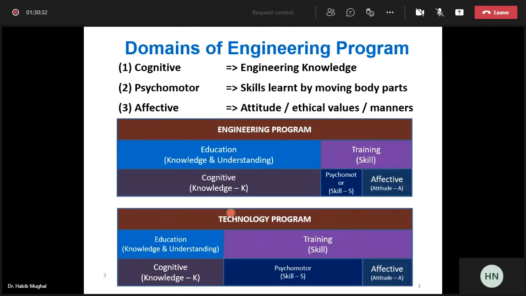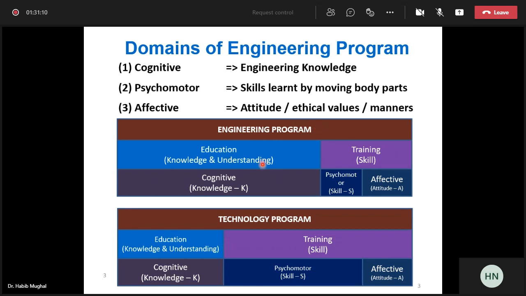Whereas in case of technology programs, the cognitive domain is relatively small. Maybe 30% is this, and 70% is the psychomotor. Psychomotor domain is much greater. So they are given more training. So their skill domain or the training domain is much larger for the technologists. Okay? And that is the main difference between the engineering program and the technology program.